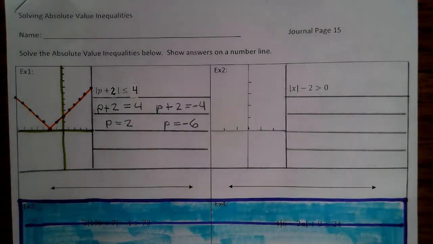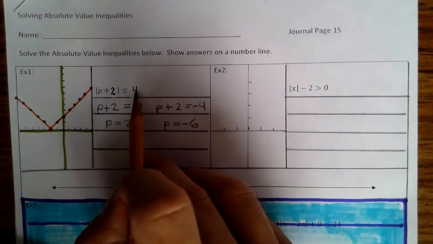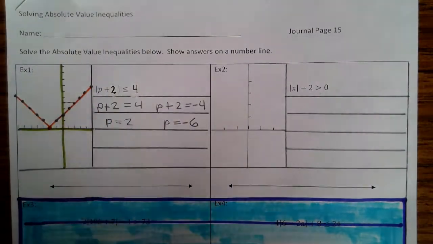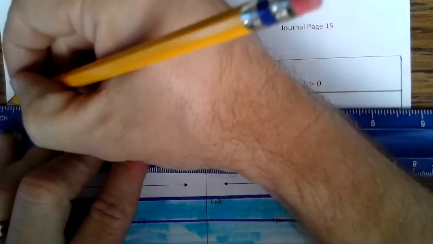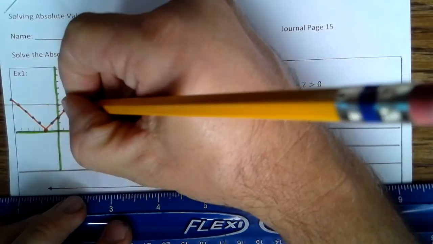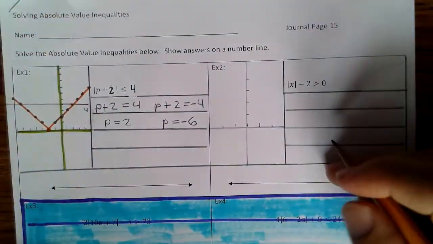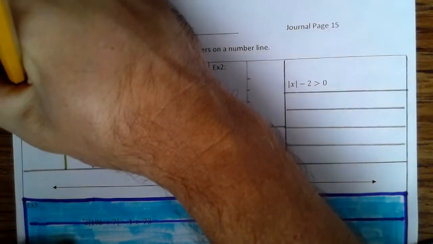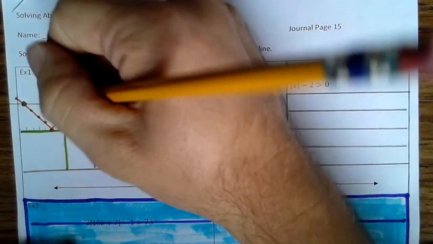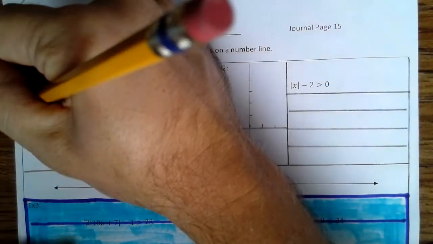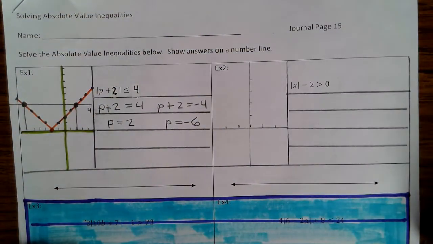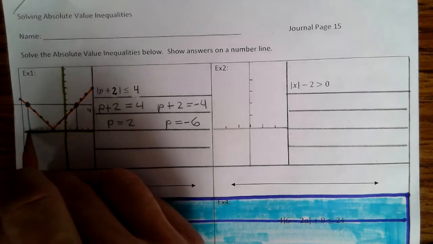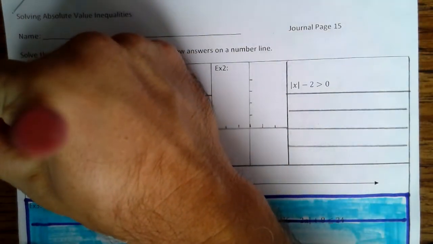Okay, now that was the left side. Now let's graph the right side. So we know we have a horizontal line at 4. So 1, 2, 3, 4. So that's a horizontal line at 4. Now you can see that it intersects here and here. So we moved it down to find the x value, or in this case the p value. And you'll notice that the p-values are 2 and negative 6. Okay, so 2, negative 6.